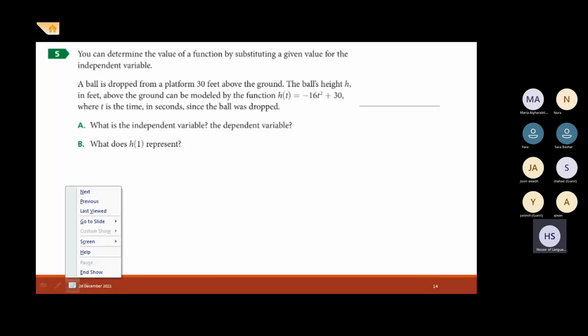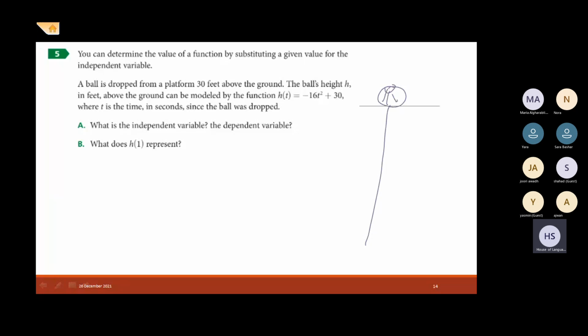The ball's height is h. So here's the platform. Here is the ball. And it's dropped down from the height. They told me the height above the ground can be modeled by the function h of t, which is negative 16t squared plus 30. That's a function. Its name is h of t, not f of x.